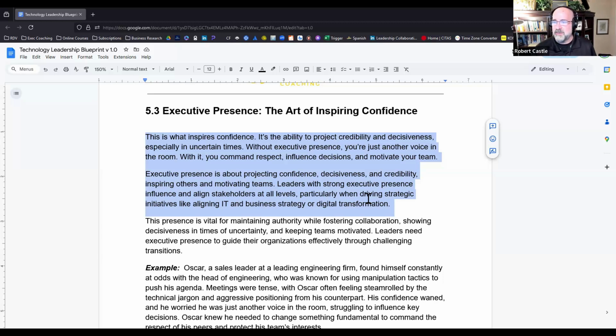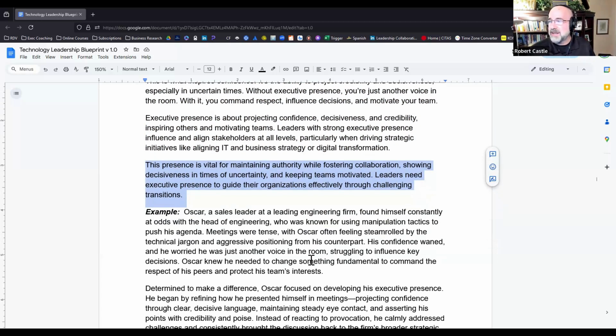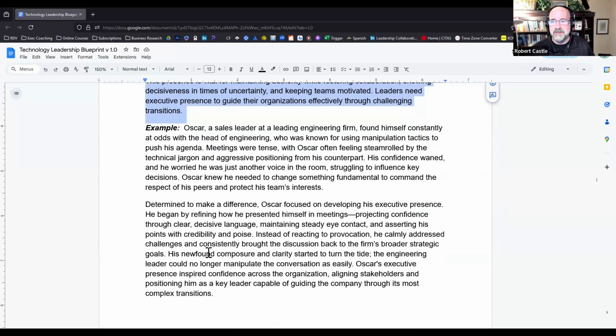Leaders with strong executive presence influence and align stakeholders at all levels, particularly when driving strategic initiatives like aligning IT and business strategy or digital transformation. This presence is vital for maintaining authority while fostering collaboration, showing decisiveness in times of uncertainty, and keeping teams motivated. Leaders need executive presence to guide their organizations effectively through challenging transitions.